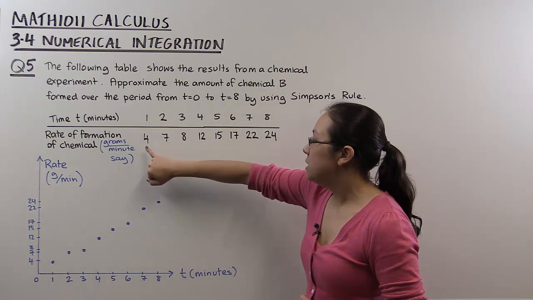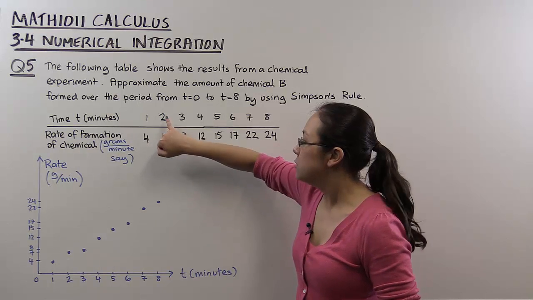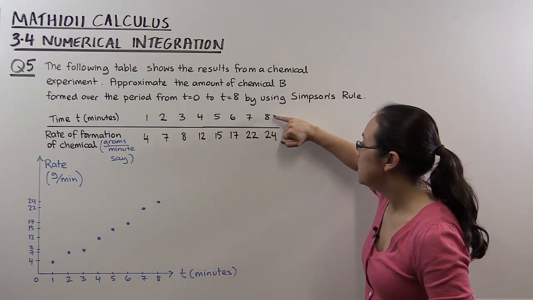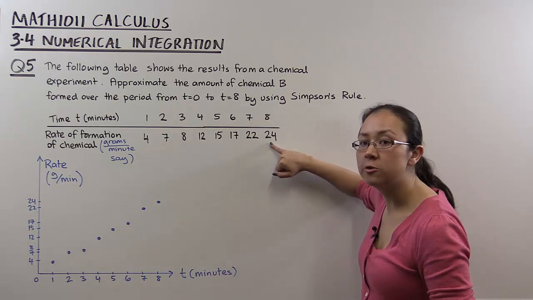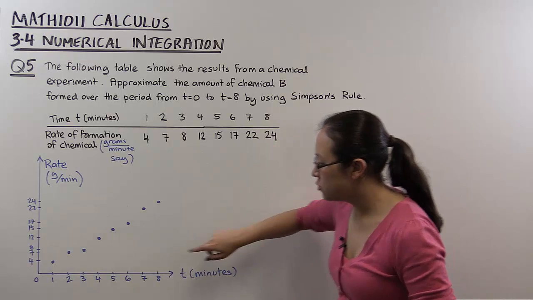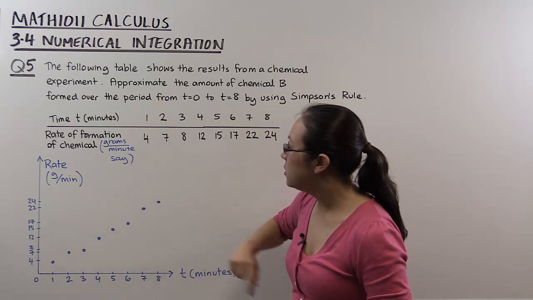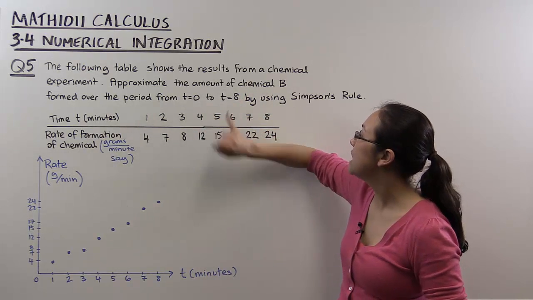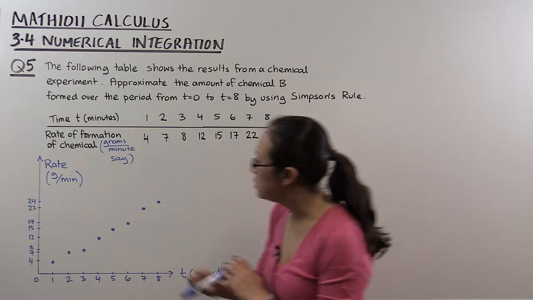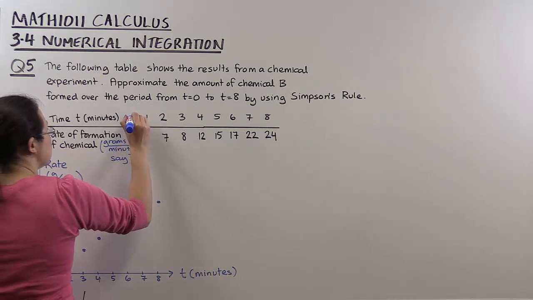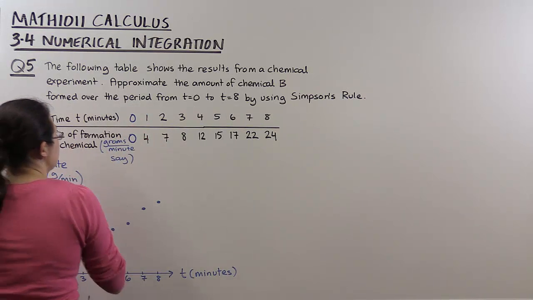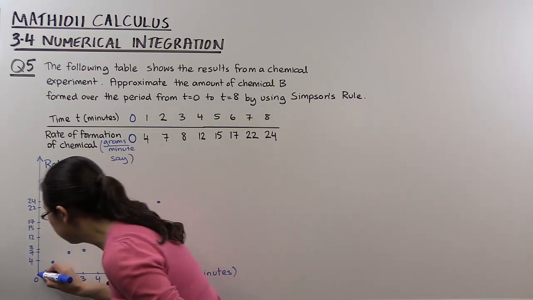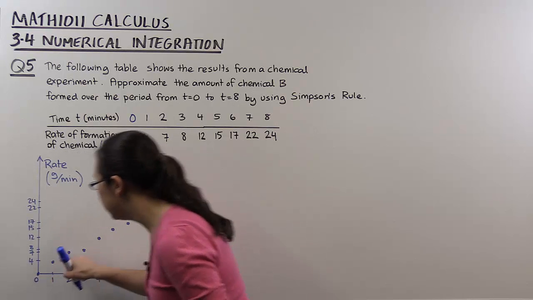So after 1 minute, it was forming at 4 grams per minute. After 2 minutes, it was forming at 7 grams per minute, etc., all the way up to 8 minutes, it was forming at 24 grams per minute. So I've drawn that here. Now we want to estimate the amount of chemical formed from 0 to 8 minutes. They haven't actually told us what's happening at 0. We might just have to assume that it's forming at 0 grams per minute at the beginning of the experiment there. Now I've graphed that over here.